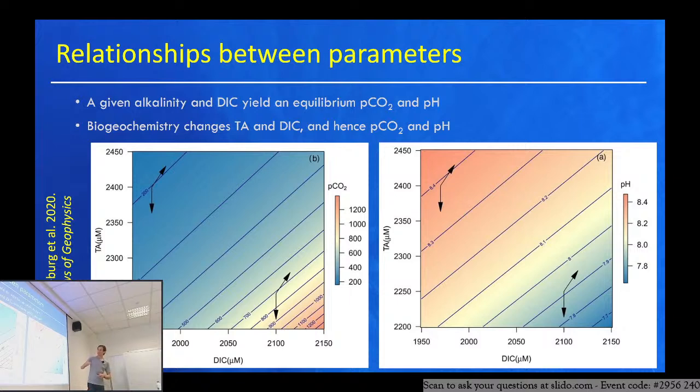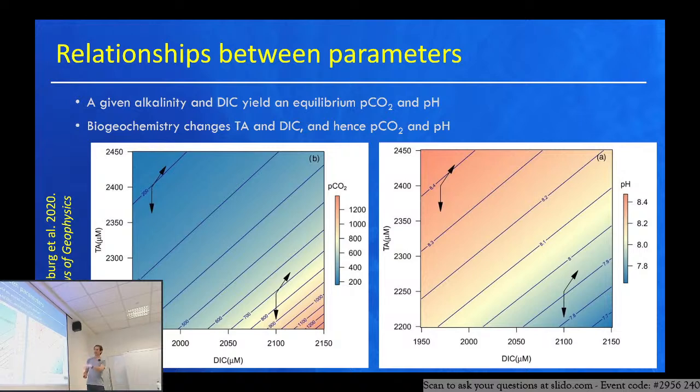You can see the more alkalinity we have for a given DIC, so if we're going just vertically upwards, we get to a lower PCO2 and a higher pH. And if we move horizontally across the plot, so if we add more inorganic carbon, but we're not adding alkalinity, then we get to a lower pH and a higher PCO2. Adding DIC without adding alkalinity is basically adding dissolved CO2 into seawater. So that's our ocean acidification process.